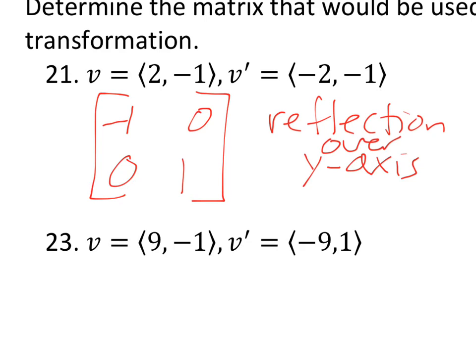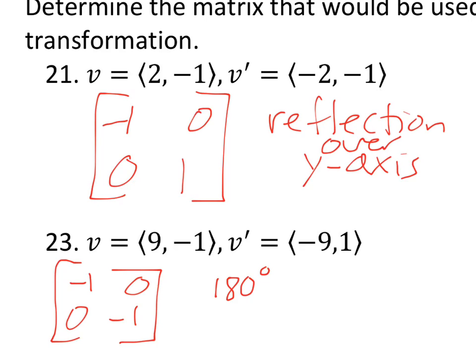This is a reflection over the y-axis. And on 23, again, get my 2x2 matrix ready to go. I have 9, -1, -9, 1. My order stays the same, so I get no zeros this way. I went from +9 to -9, so that's times by -1. From -1 to 1, that means that's times by -1 again. Changing the sign on both of the coordinates is equivalent to a 180-degree rotation.